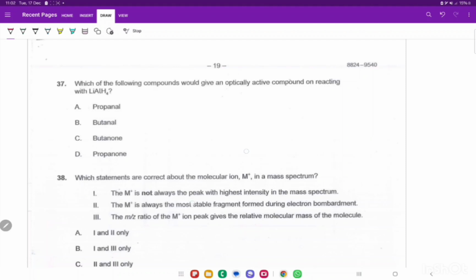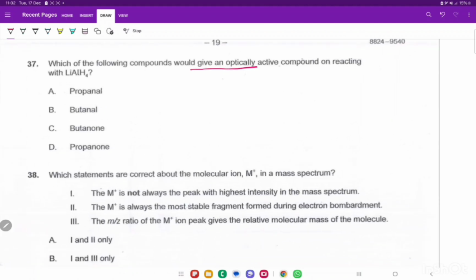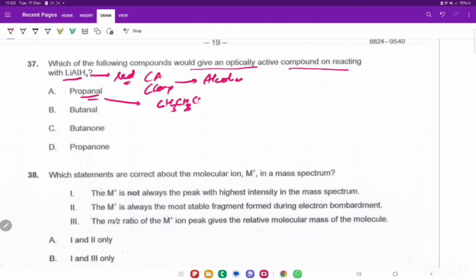Question 37. Which of the following compounds would give an optically active compound on reacting with lithium aluminium hydride? We know it is a reducing agent and it reduces carboxylic acids as well as carbonyl compounds to alcohols. Propanal on reduction will form propan-1-ol, CH3, CH2, CH2OH. It does not contain any chiral carbon. Butanal will form butan-1-ol, which also will not have a chiral carbon.